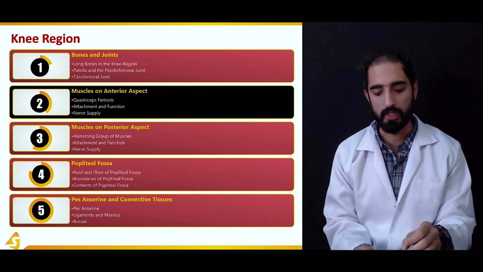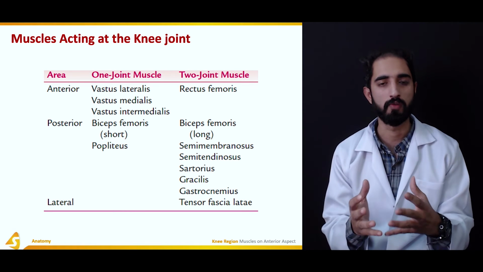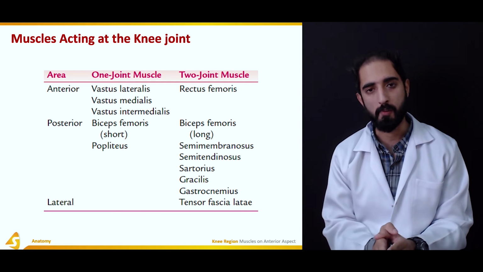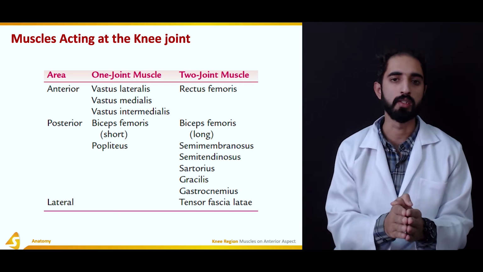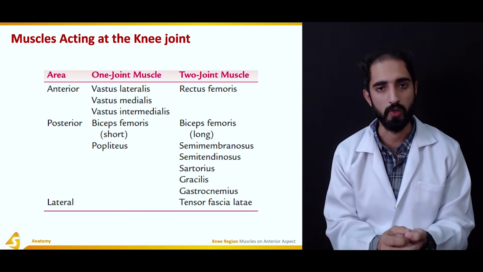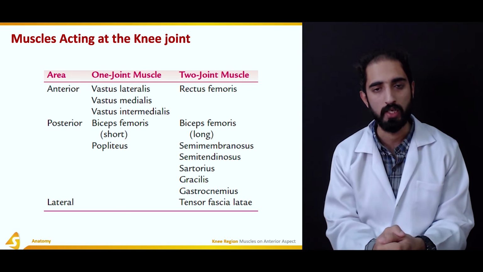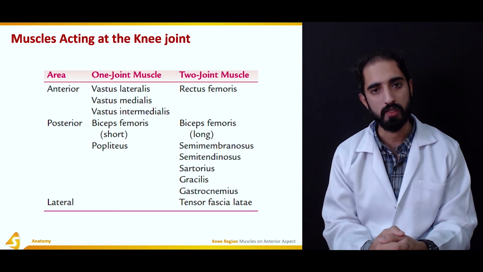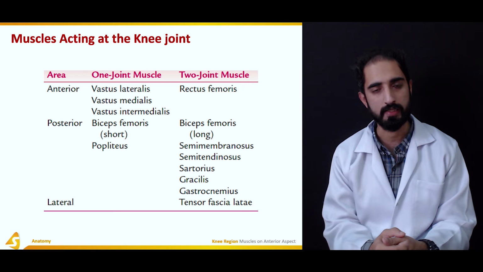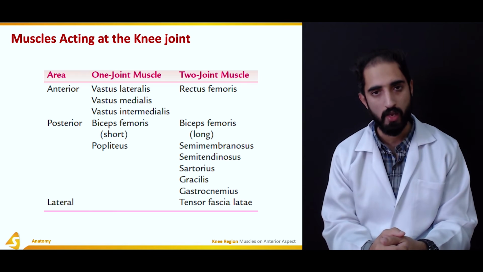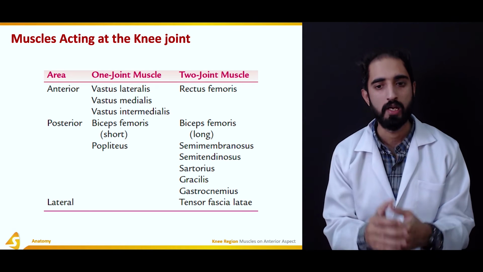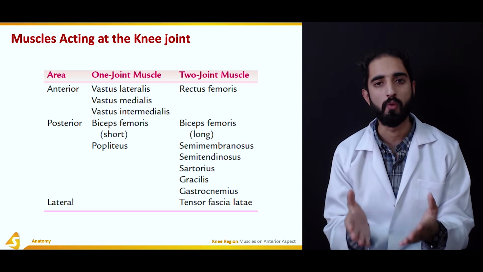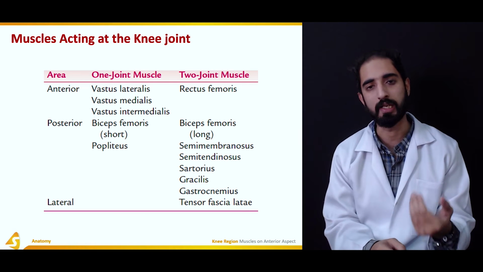Right now we're going to talk about the muscles on the anterior aspect of the knee region, in which we have the quadriceps group of muscles or the quadriceps femoris. There are actually four different muscles that constitute this group, located on the anterior aspect of the knee. We have the rectus femoris, the vastus lateralis, vastus medialis, and vastus intermedius. One important thing to remember is that rectus femoris is a two joint muscle, whereas the remaining three are only one joint muscles, which means they're only acting at the knee joint.